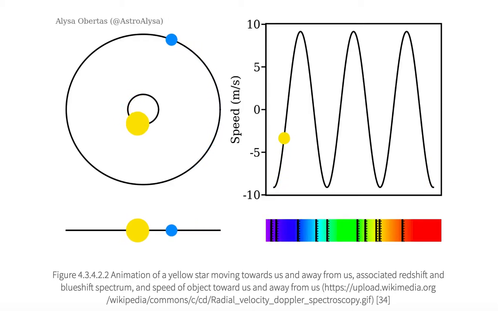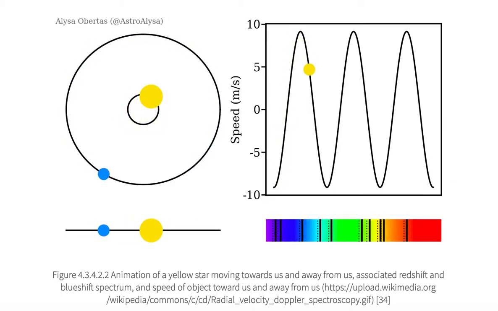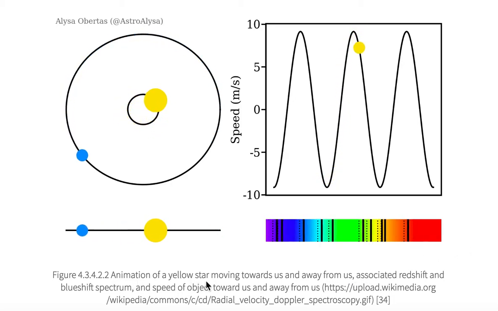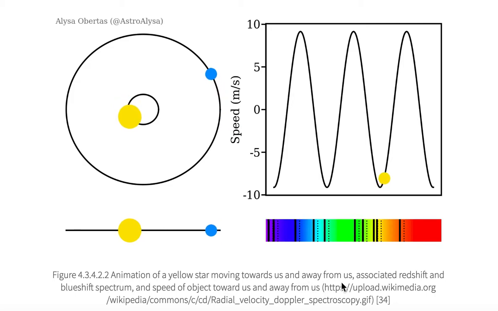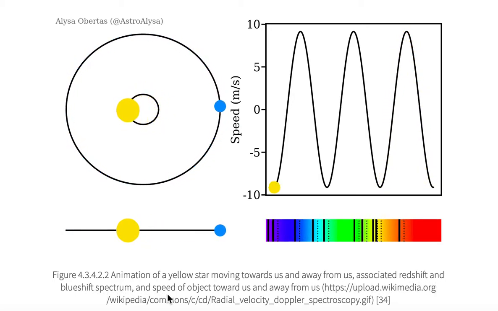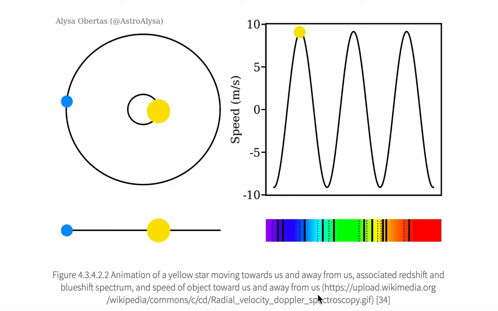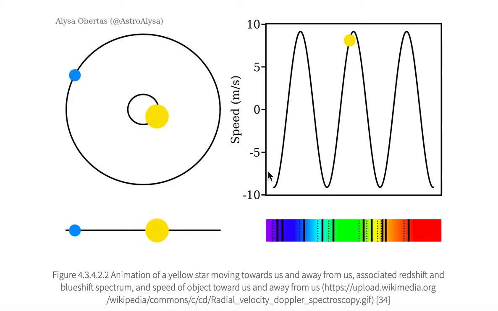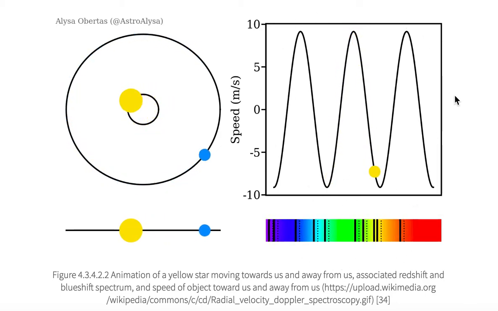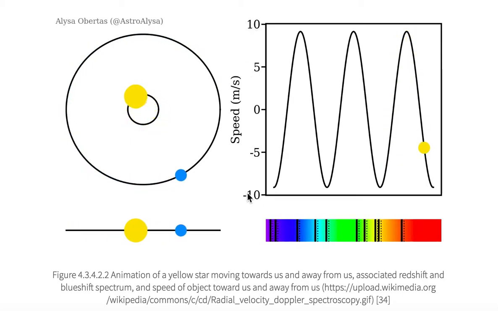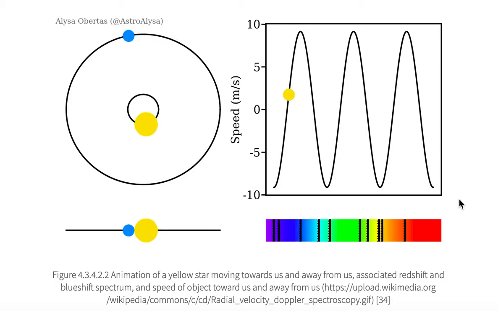In this video, we're going to talk about blue shifts and red shifts. So here we have an animation of a yellow star moving towards us and away from us, associated redshift and blue shift spectrum, and the speed of the object toward us and away from us. Here's the spectrum. Here is the radial velocity plot, which has speed on the vertical axis and time on the horizontal axis. And over on the left is an animation.